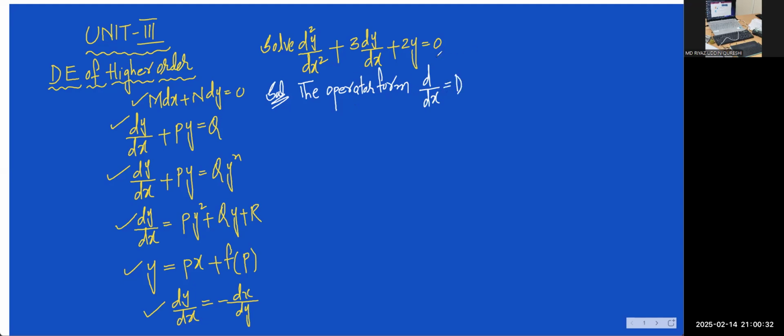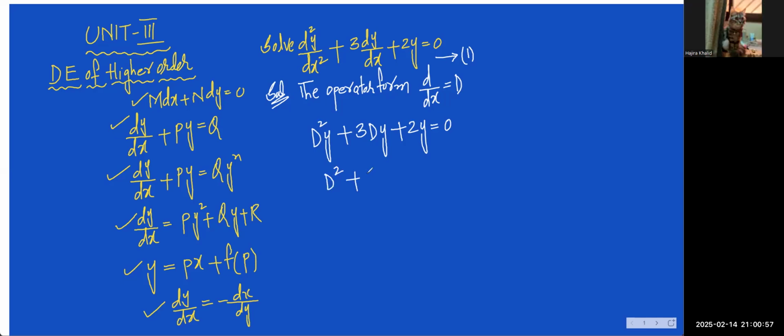So how will this equation number 1 become after replacing d by dx with capital D? It's a square term, so it will be D square y plus 3Dy plus 2y is equal to 0. Now can we take y common from this?